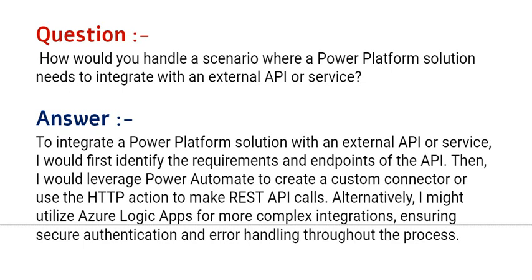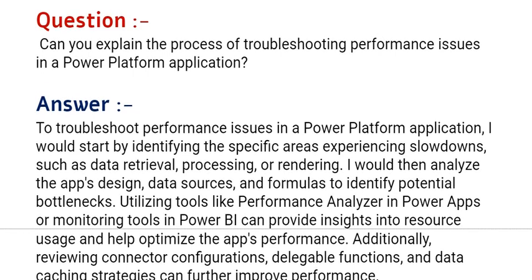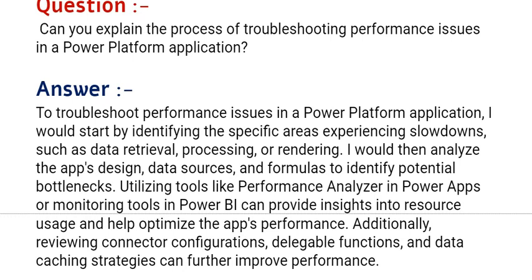Our next question is, can you explain the process of troubleshooting performance issues in a Power Platform application? Your answer should be, to troubleshoot performance issues in a Power Platform application, I would start by identifying the specific area experiencing slowdowns such as data retrieval, processing or rendering. I would then analyze the app's design, data sources and formulas to identify potential bottlenecks.